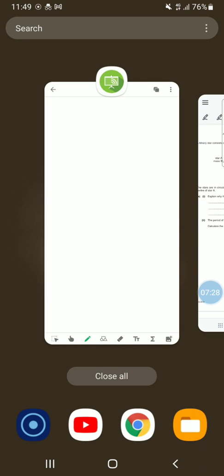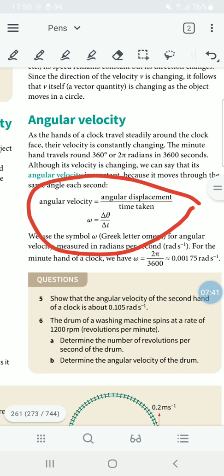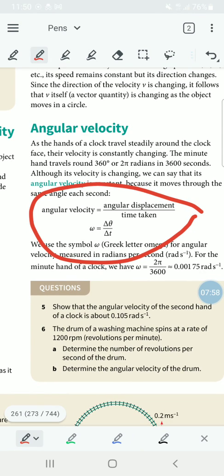So the period has been given. When the period has been given and they are asking for the angular velocity, we have to find the relationship between angular velocity and the period. The period means the time it takes for one complete revolution. So that means delta theta is 2 pi, because that is one whole circle in radians.